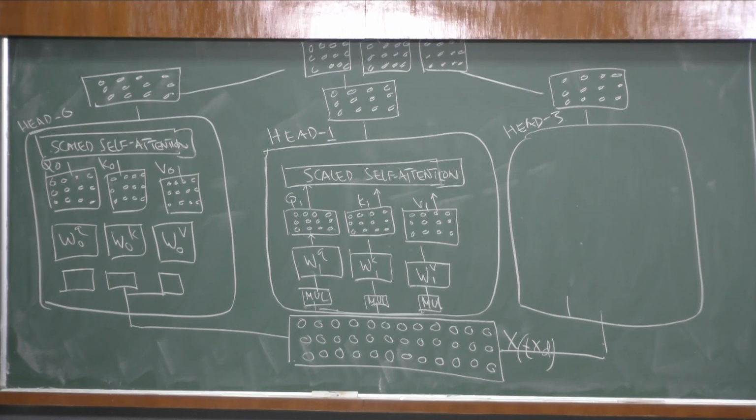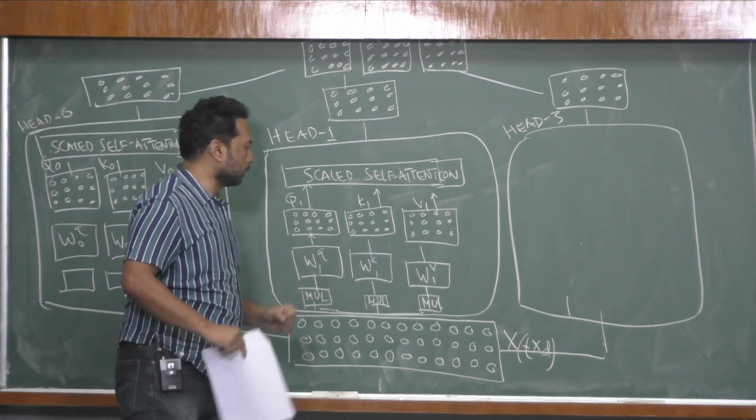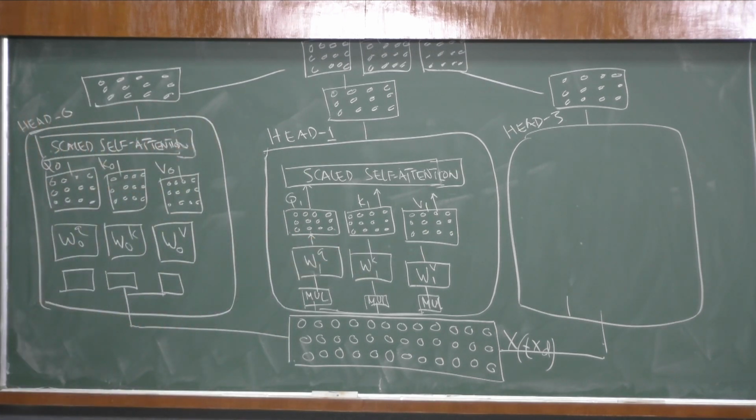To create those, the transformer uses weight matrices that take in the input vectors and transform them into query vectors, key vectors, and value vectors. We have seen these computations in the last class, how the weight matrices corresponding to query, key, and value are used to produce these outputs. So this is the idea of scaled self-attention that we saw in detail in the last class.